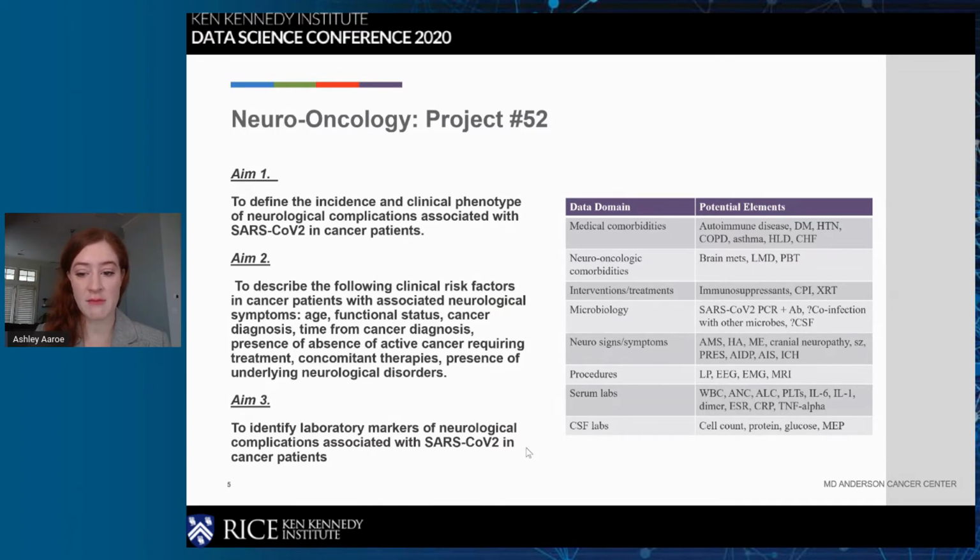And our last aim is to identify laboratory markers, both in the blood and also in the cerebrospinal fluid that bathes the brain and the spinal cord, to identify if there's any markers that also could give us a clue as to which patients are more vulnerable.